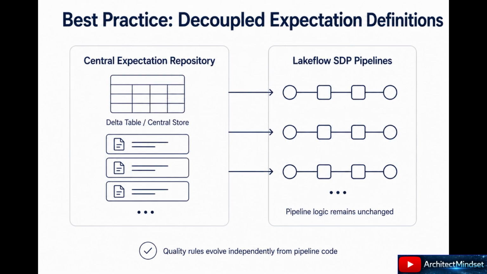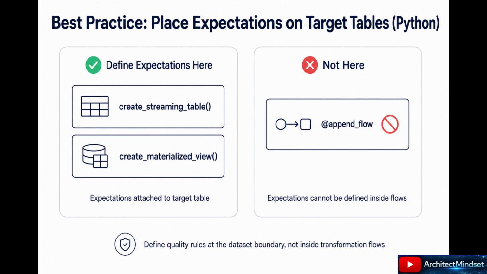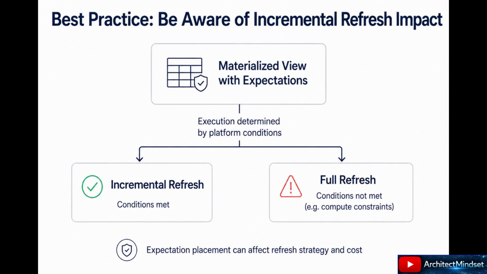For large-scale environments, Databricks recommends storing these expectation definitions in a separate central repository, like a Delta table, to maintain them without modifying the core pipeline code. In Python, expectations must be defined on the target table within the create functions. They cannot be defined within an append flow. Be aware that defining expectations on certain materialized views may trigger a full refresh rather than an incremental one if specific conditions are not met.